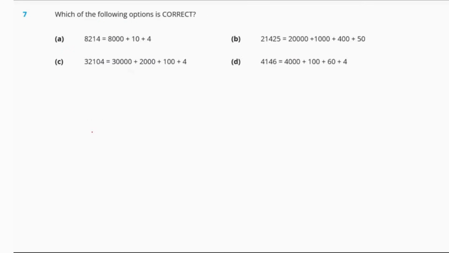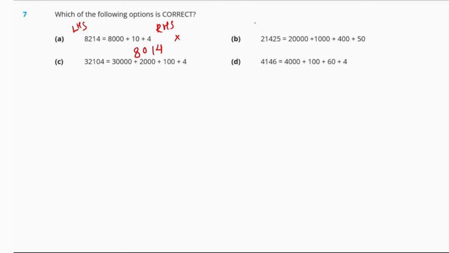Now next question is, which of the following options is correct? In this question, we are provided with 4 different statements and we have to check which one is true. Now for this side, let us consider this as LHS and RHS. So the LHS for the first statement says 8,214. Now let us talk about the RHS. Here the expanded form is given. If we combine the expanded form and write it in the contracted form, this will become 8,014. So are these two the same? No, right? So this is not correct.